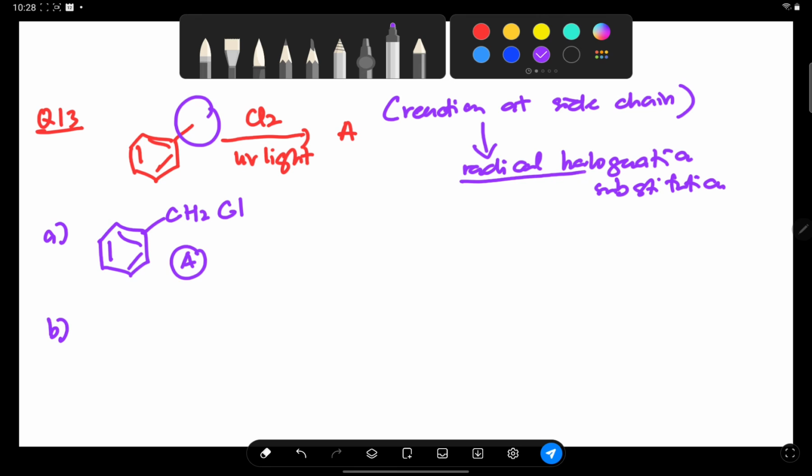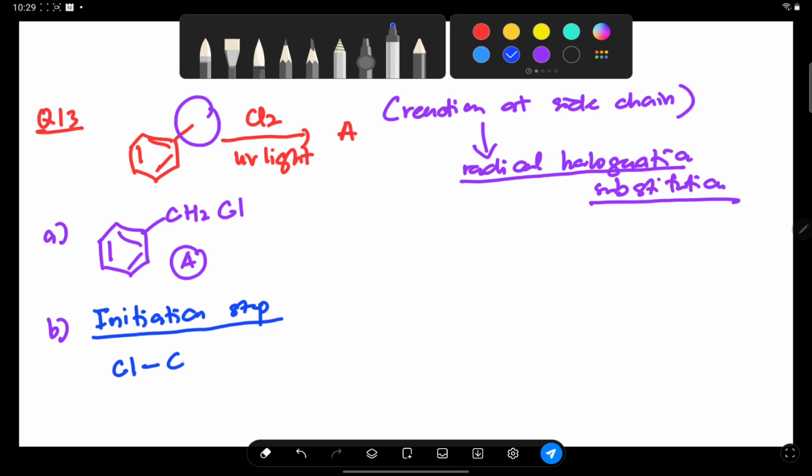So, when we talk about radical halogenation substitution, do you still remember the alkane chapter, the reaction with initiation, propagation and termination? If you have forgotten, open the alkane notes again. So, first is the initiation step. What happens at the initiation step? The formation of chlorine radical. So, Cl and Cl. One electron goes here, one electron goes here, the bond will break. So it will produce Cl dot plus Cl dot by using UV light.